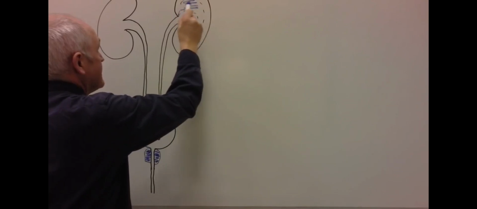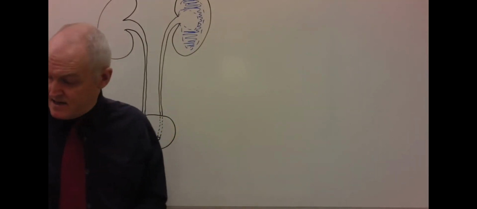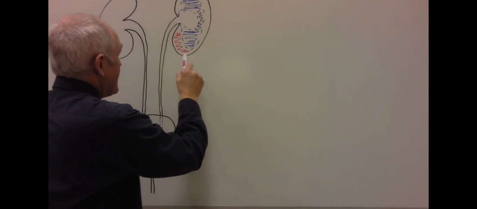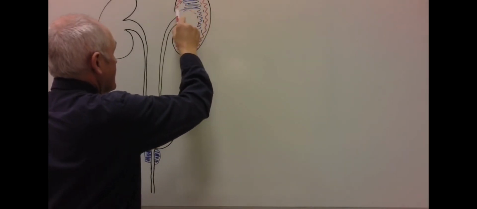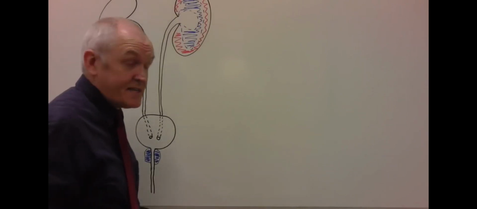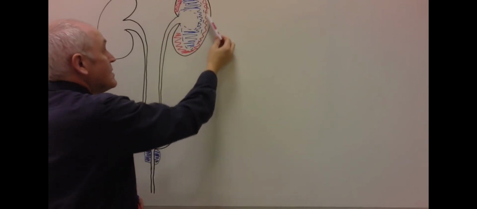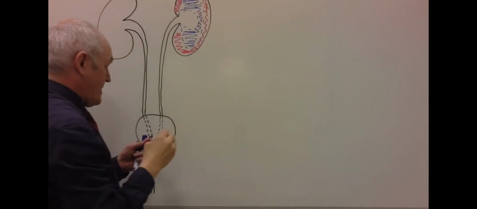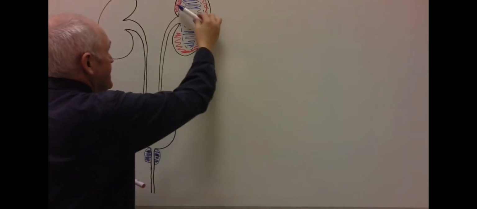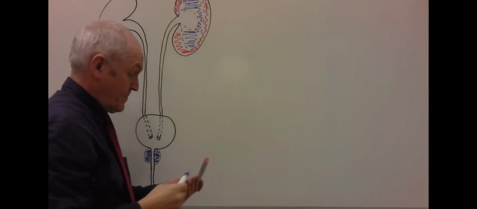Area here, with the cortex around about the outside. The cortex in this area here. And because this is to do with the kidneys, everything is described as renal. So this would be the renal cortex. This would be the renal medulla.